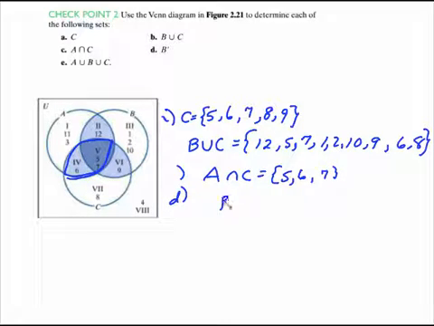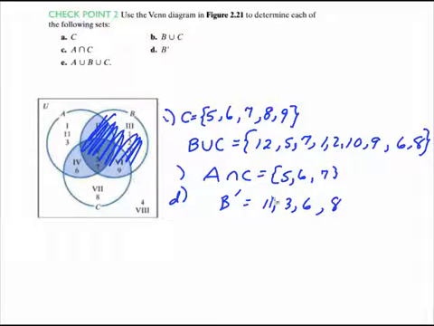D asks us for not B. So like I did on the previous one, I will color in everything that's in B, and what I will list is everything not scratched out, which is 11, 3, 6, 8. And 4.